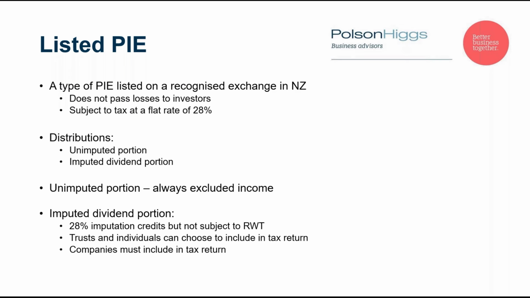So trusts and individuals can choose to include this income. If their marginal tax rate was below 28%, or in the case of a trust, you'd be looking at the individuals or the beneficiaries that the income would be allocated to, if they had a rate below 28%, then it would be beneficial to include the income and claim the tax credits. Companies must include listed PI income in their tax return.